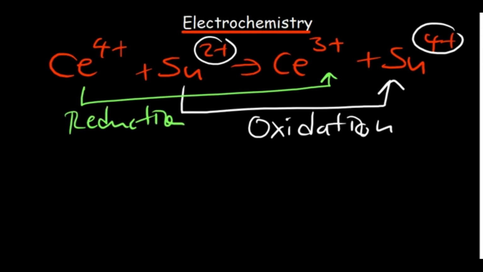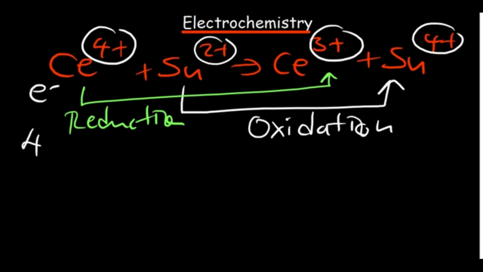And what does this mean? This tells us that when you're moving from 4 to 3, it implies that we had gained a single electron, which gives us positive 4 minus 1, giving us a 3 on the other side. And when you look at the oxidation reaction, you notice that there's an increase from 2 to 4, which implies that there was a loss of 2 electrons.